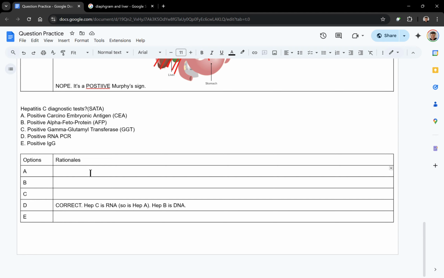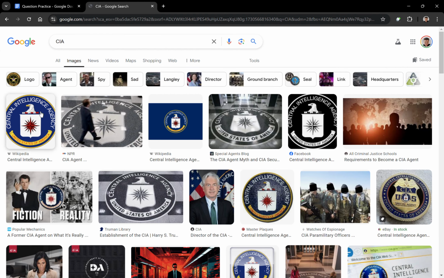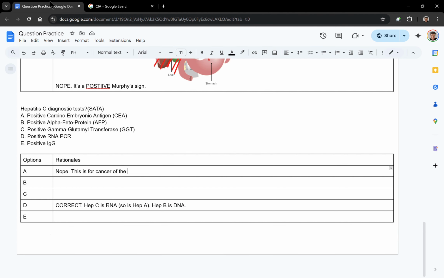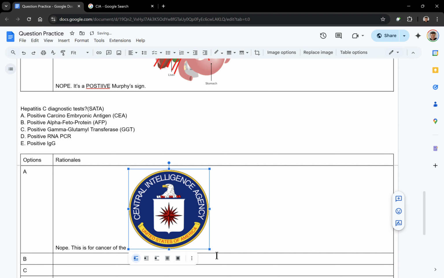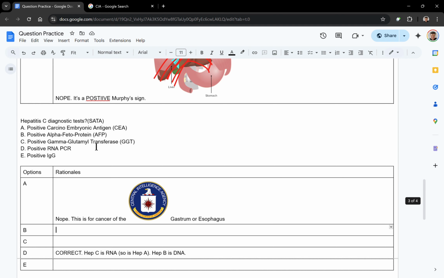So CEA, is that Hep C? No. All right, so what is it? Something for cancer. I don't remember this one. Does it have to do with the stomach? Gastric or esophagus, right? So esophageal gastric cancer have CEA positivity. The coin would help. There you go, the coin.